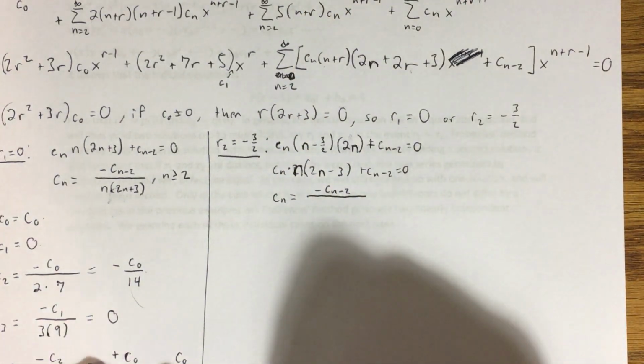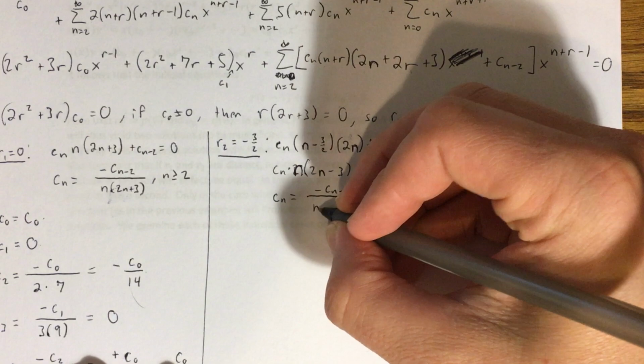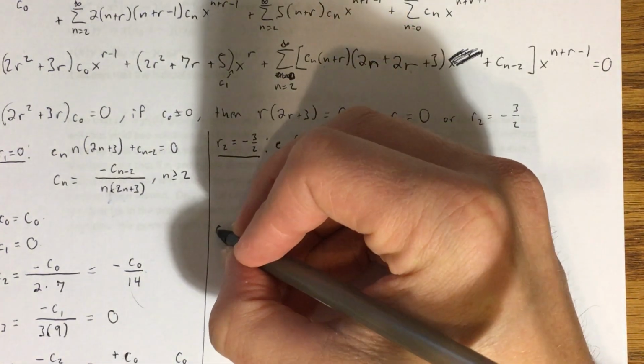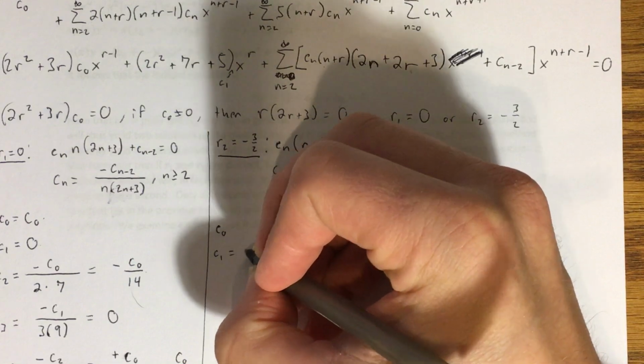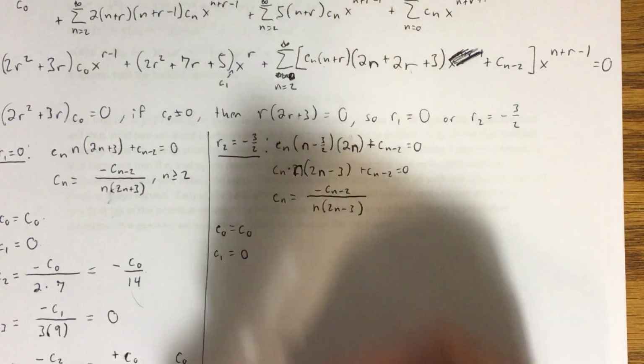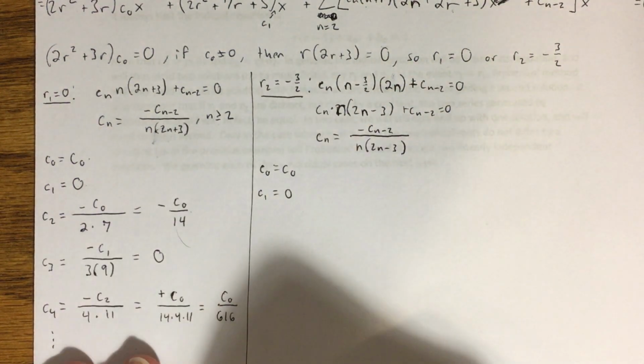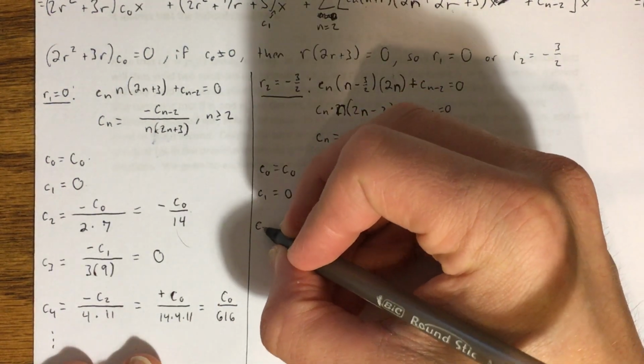There we go. Sorry, those are all n's. N times 2n minus 3. So there's our recurrence relation. And we have some of the same assumptions that we're starting with. C0 is just C0, it's a parameter. C1 is equal to 0 by assumption. And then we can start finding these other values.